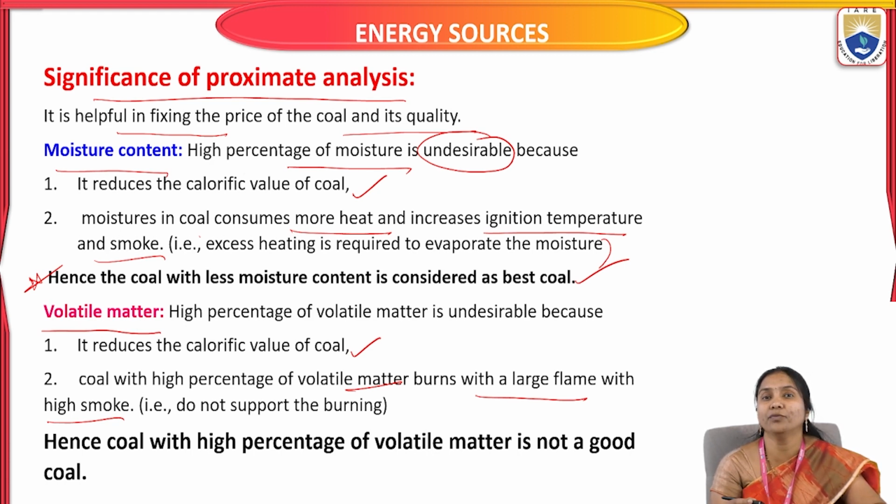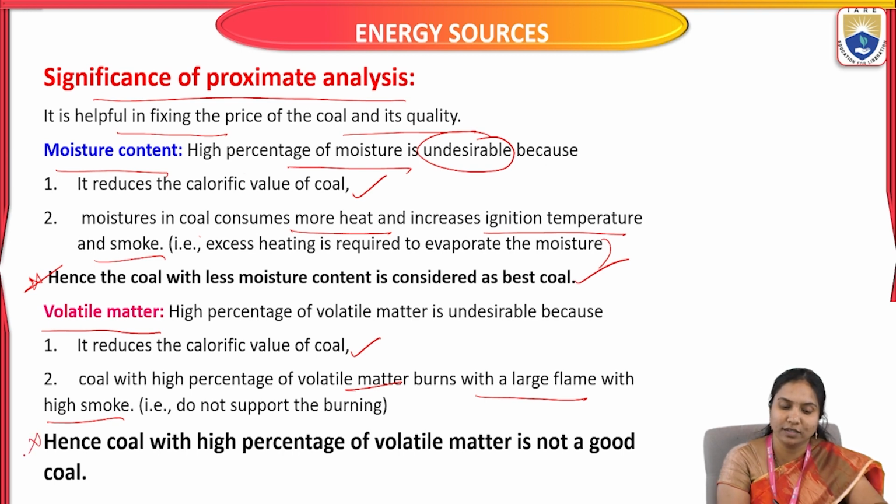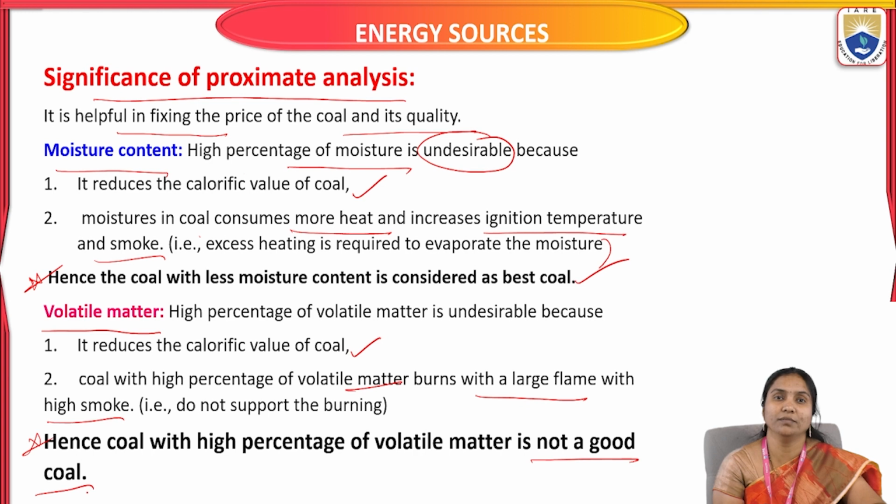So if a high percentage of volatile matter is present in a coal sample, this coal is undesirable because it reduces the calorific value and it burns with a large flame with high smoke. That means it does not support the burning. So hence it tells that coal with a high percentage of volatile matter is not a good coal. That means good coal always contains less percentage of volatile matter.